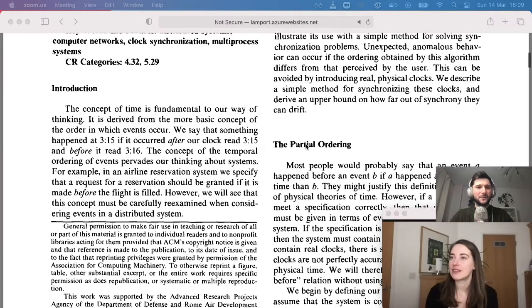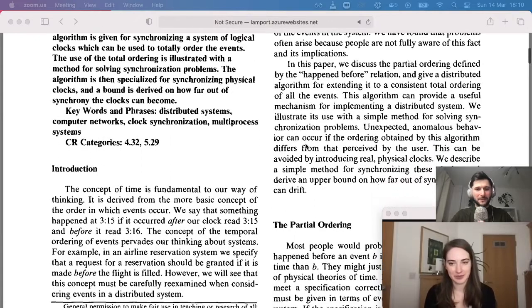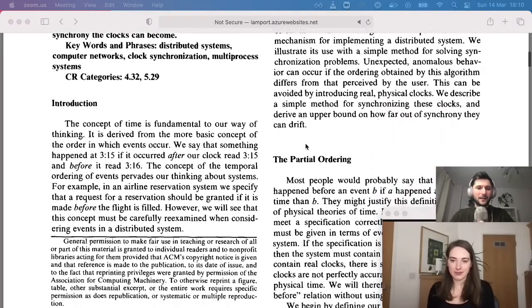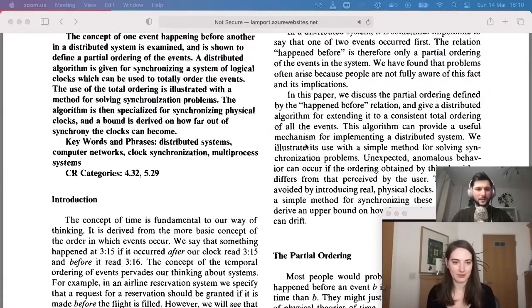As far as my understanding of the paper so far, the introduction starts out very nicely by talking about how we perceive time, and we perceive time in terms of how events occur and in what order. So I think this is a great way to start out the paper, and we're going to focus a bit more on this one.